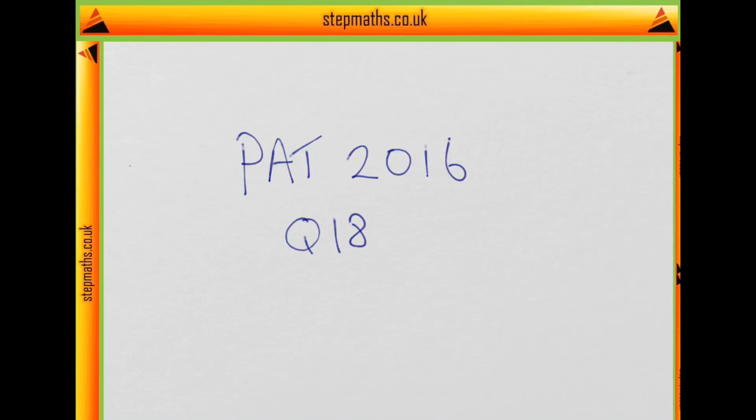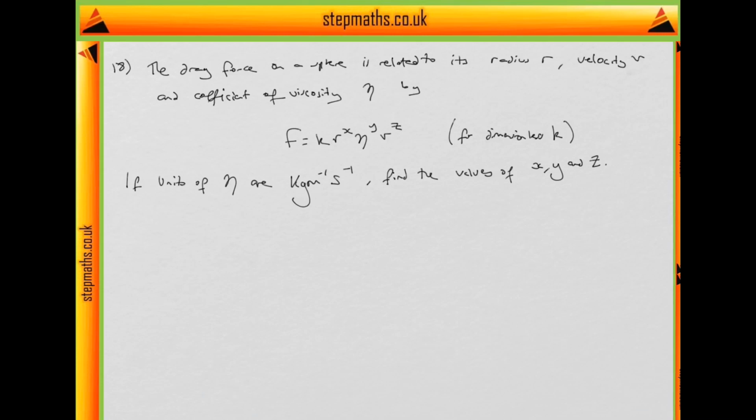Hi, so today we're going to go through the PAT paper from 2016, looking at question 18. So question 18, we're told the drag force on a sphere is related to its radius r, its velocity v, and coefficient of viscosity, this symbol here, by F equals k times r to the x times this symbol to the y times v to the z, where k is dimensionless.